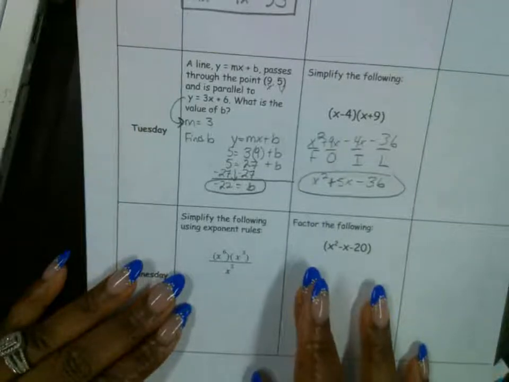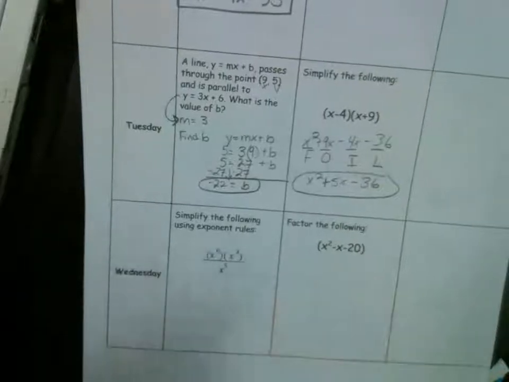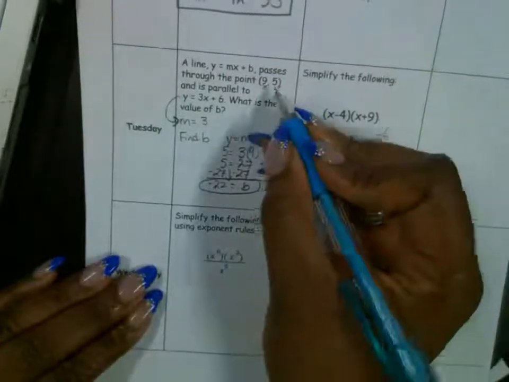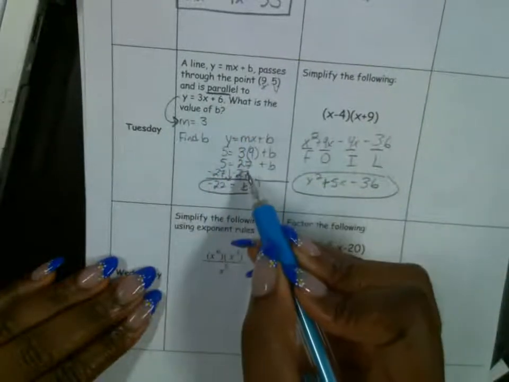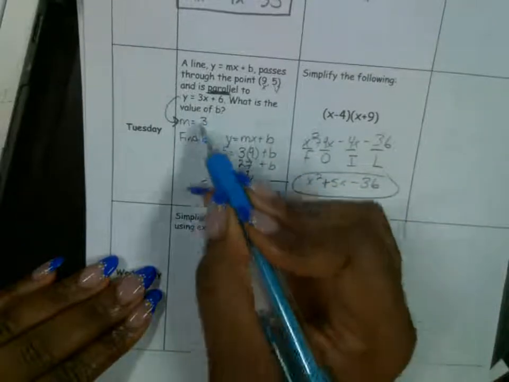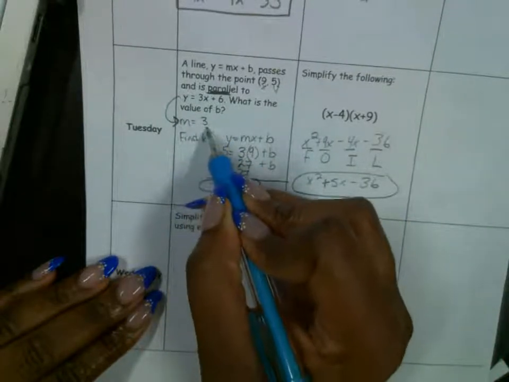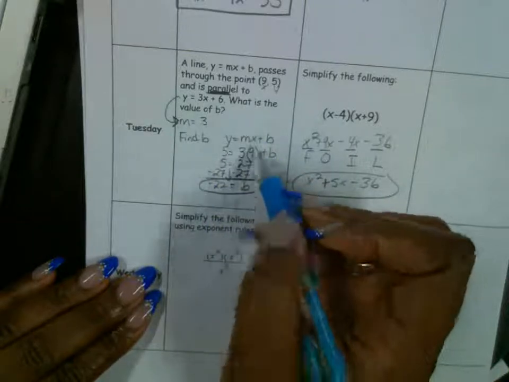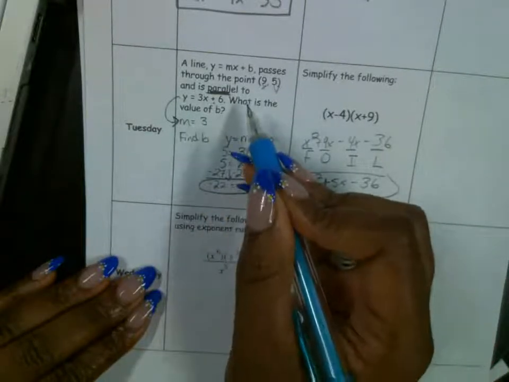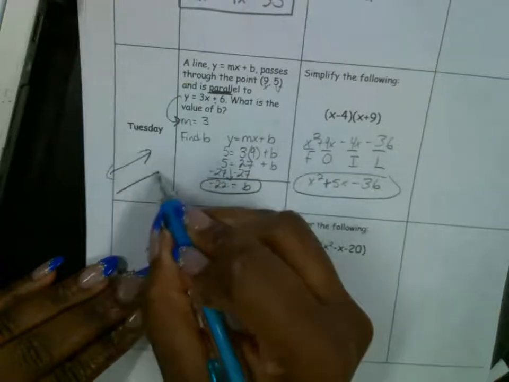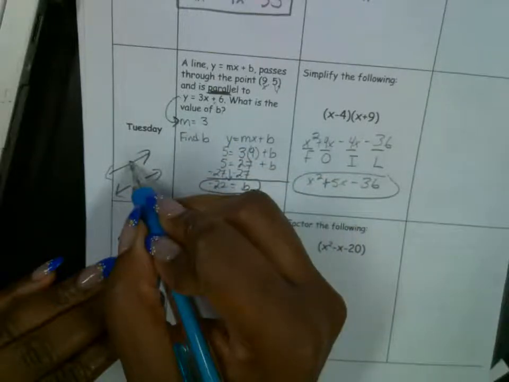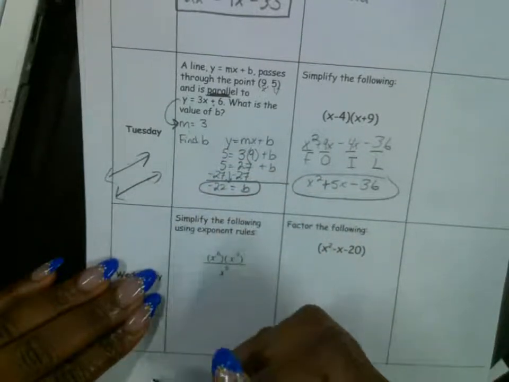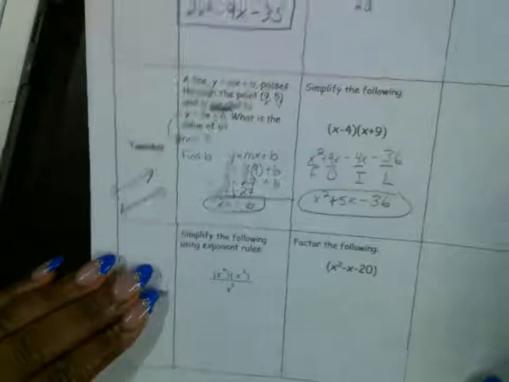Yes, ma'am. I'm confused because the equation says y equals 3x plus 6. Yeah, it's parallel to that line. So that means that the other equation has a slope of 3. So you're finding b of the other equation, not this equation, of the other line. One line is going this way, and the other line is going this way. This is the one you're trying to find. This one already has it. You've got to find the b for the other line. Okay.